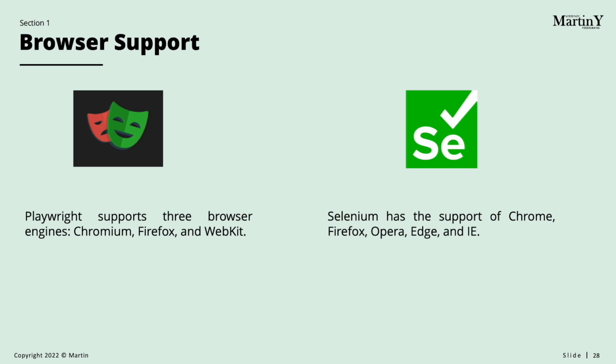First, let's talk about browser support. Both tools pretty much cover all the browsers, and you can see that Playwright supports Chromium, Firefox and WebKit, which involves Edge and Safari. On the other side, Selenium has support for Chrome, Firefox, Opera, Edge and IE. So the coverage here is pretty similar and both tools cover a lot of browsers. So there is not much of a difference when we talk about this factor.